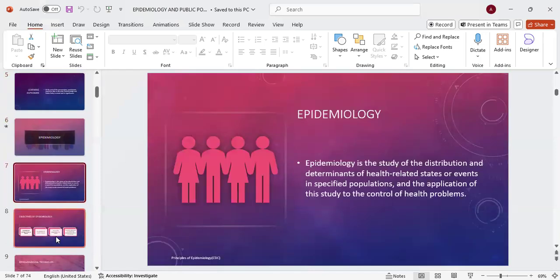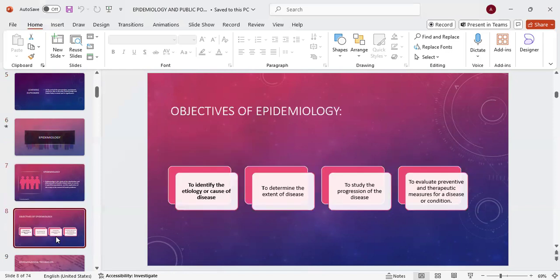Epidemiology. Epidemiology is the study of the distribution and determinants of health-related states or events in a specified population, and the application of this study to the control of health problems. Objectives of epidemiology: to identify the etiology or cause of disease, to determine the extent of disease, to study the progression of disease, and to evaluate preventive and therapeutic measures for a disease or condition.